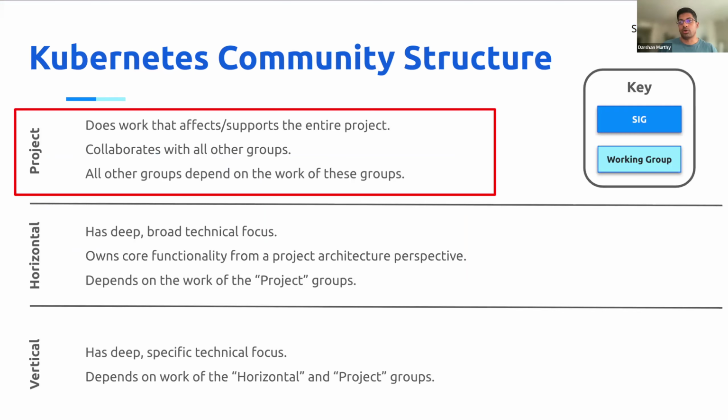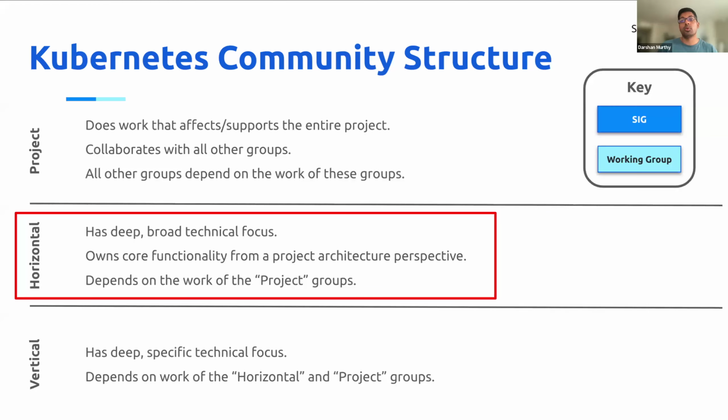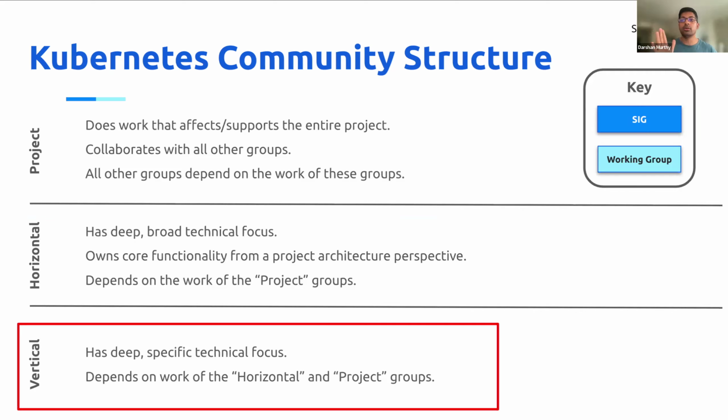Some groups operate at the project level, and other work in the project depends on them. Some groups work at the horizontal level, meaning that they have a technical focus that is both deep and broad and own core functionalities from the project architecture perspective. Vertical groups have a deep and specific technical focus that depends on the work of the horizontal groups. And of course, horizontal and vertical groups depend on the work of the project groups.